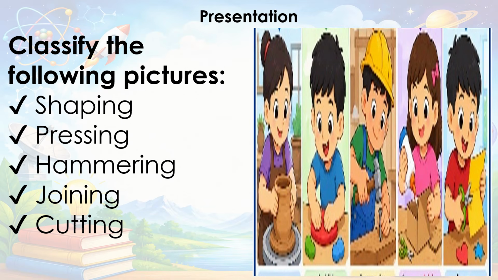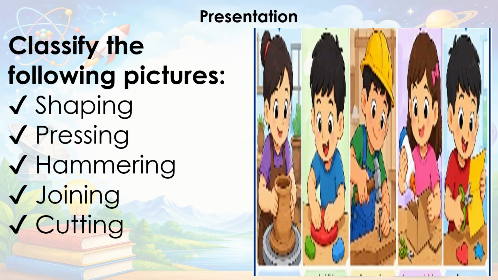Now, we are going to classify these features. What does classify mean? To classify means to group things according to their characteristics or similarities. Today, we will group the pictures according to the process used to change the materials. Our 5 categories are shaping, pressing, hammering, joining, and cutting.